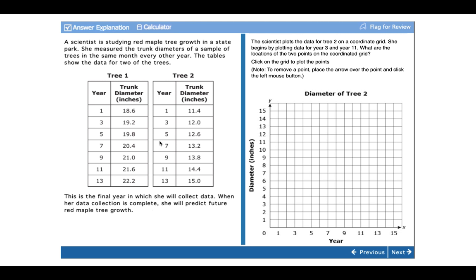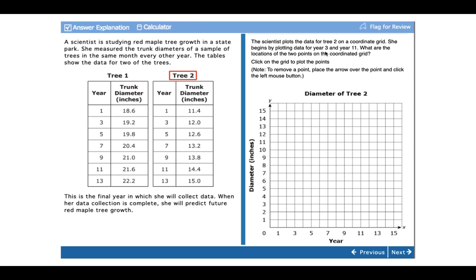Okay, so this is all background stuff. They give you 2 charts for 2 trees. They tell you the year that she measured and how many inches the diameter of the trunk was. And then the question is over here. The scientist plots the data for tree 2 on the coordinate grid. Okay, so we already know we're dealing with this chart.